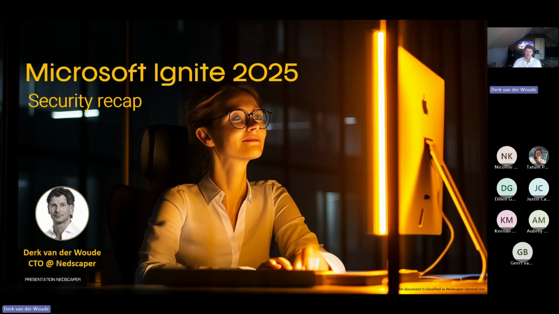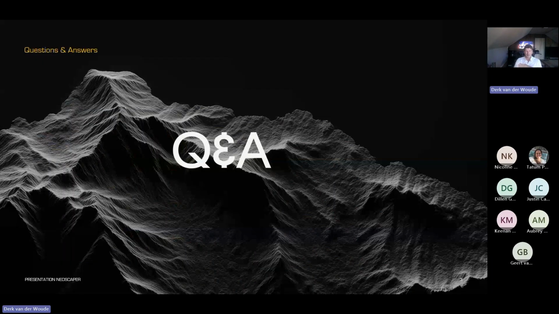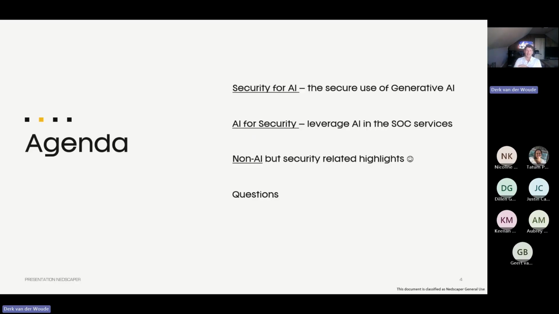So let's start with the management summary. The management summary is basically: everybody gets an agent. If you look at the book of news from Ignite, almost all major important updates are in there, not the small ones, which you will see in my presentation. But if you search for agent, it's everybody gets an agent. And with that, questions about the agent, we'll handle them at the end.